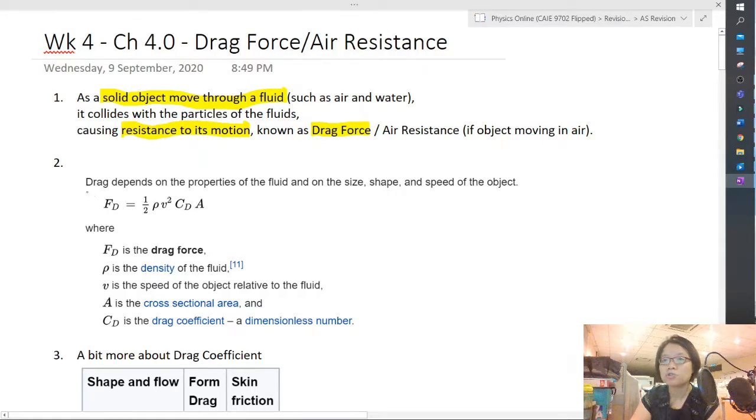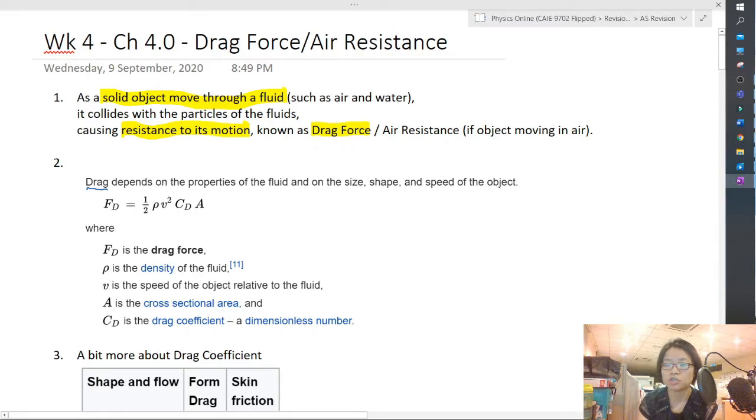Drag actually depends on the properties of the fluid. For example, is the fluid viscous or not viscous? The drag force in a fluid like oil will definitely be a lot more than the drag force in a fluid like air or water. It also depends on the size, shape, and speed of the object.